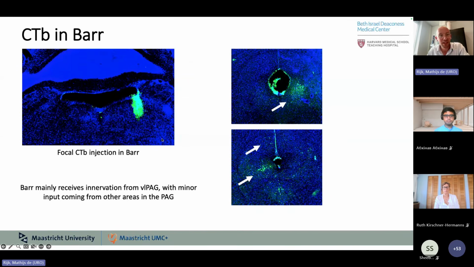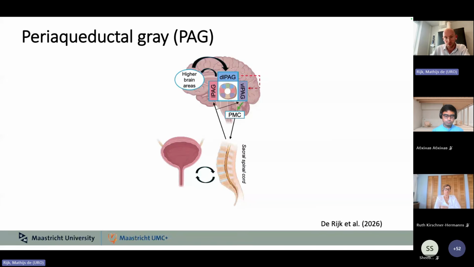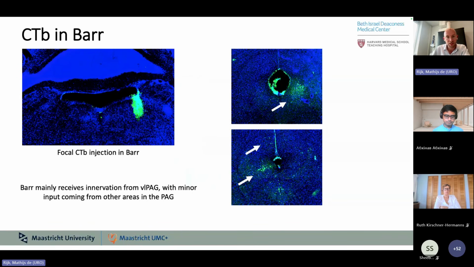So here you can see, this is done with cholera toxin B. That's a toxin that you can use for retrograde tracing. And you can forget, of course, also the name of that tracer. But this is an injection that is done in Barrington's nucleus of the mouse. And then you can see where the neurons are located that project to that area.